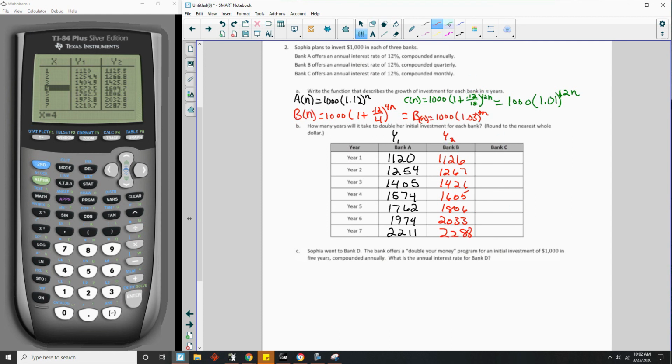Okay, now I want bank C. I did that in green. That's going to be my Y3. I don't see Y3 here. It's my X, my Y1, my Y2. I just need to arrow to the right to get to Y3. And there's Y3.